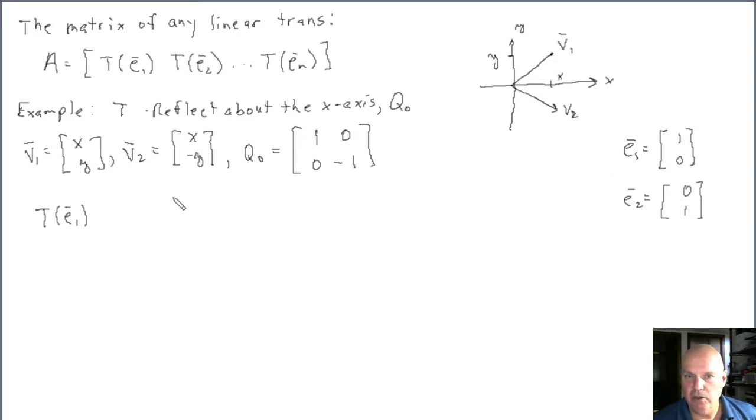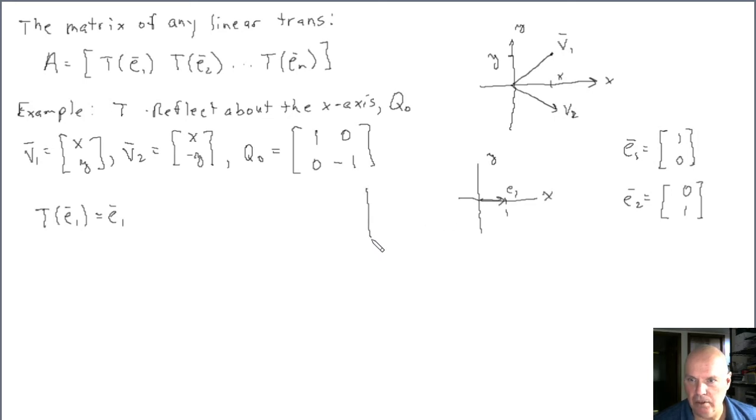Now apply this reflection about the x-axis to E1. That is actually E1. This vector has length 1. This is E1 along the x-axis. And if you reflect that around the x-axis, you get the same vector.